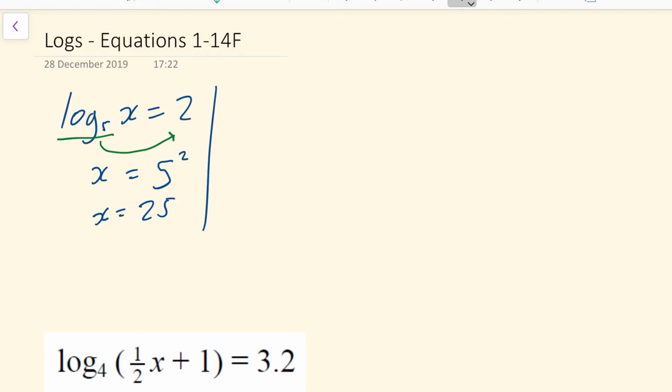Now the other way around of thinking about it is if I have something like 17 equals 4 to the power of x. Now we can see that 4 to the power of 2 is 16. It's not quite 17, so we know it's going to be slightly more. x is going to be slightly more than 2.